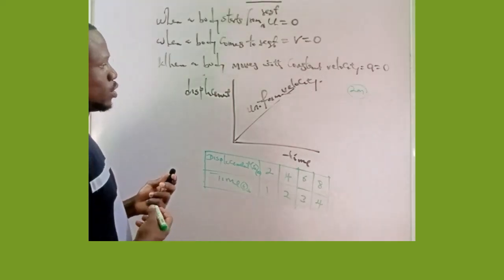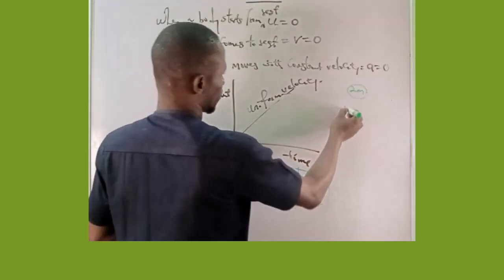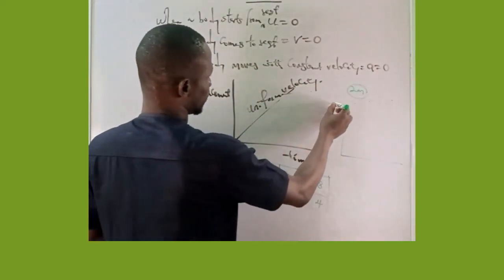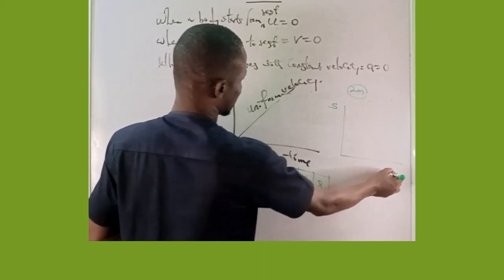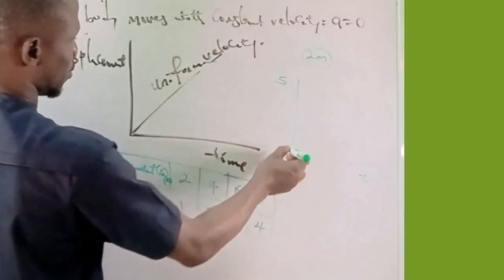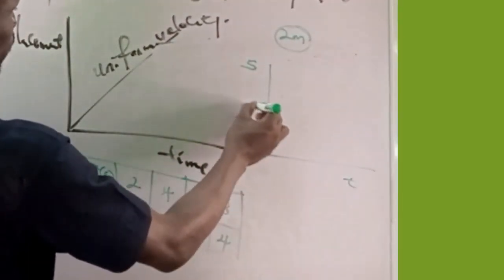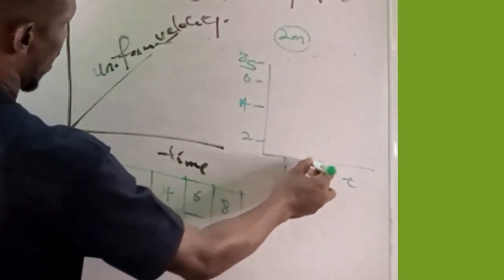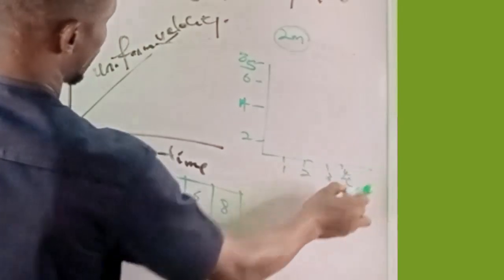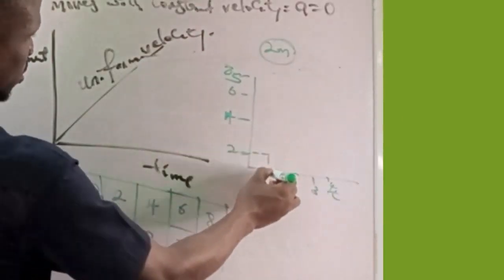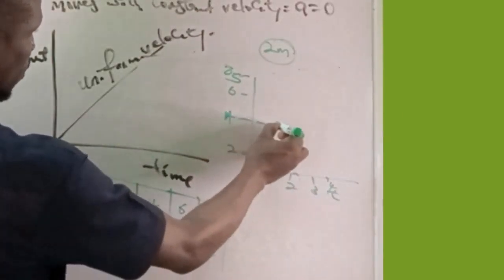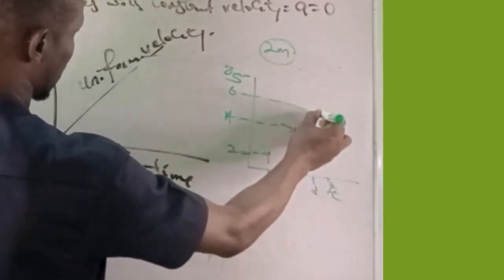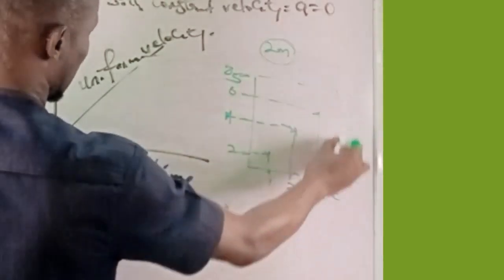This is said to be a uniform velocity. If you plot a graph of uniform velocity, you're going to have a straight line graph. Here is displacement s, here is time, and you have here 2, 4, 6, 8, and here 1, 2, 3, 4. At 2 meters, it is 1 second. At 4 meters, it is 2 seconds. At 6 meters, it is 3 seconds. At 8 meters, it is 4 seconds.